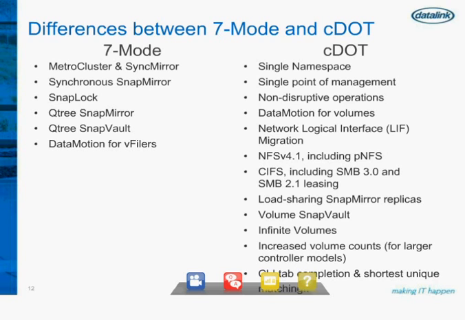So there are a couple of protocols that are unique to Clustered ONTAP that are not and will not be available in 7-mode. This includes NFS version 4.1 and the pNFS capability that comes with that. And it also includes CIFS 3.0 and then certain aspects of SMB 2.1 around leasing. So these are protocol capabilities that rely on parts of Clustered ONTAP that are unique or that would just simply be too significant of an effort to backport to 7-mode in order to make them work.